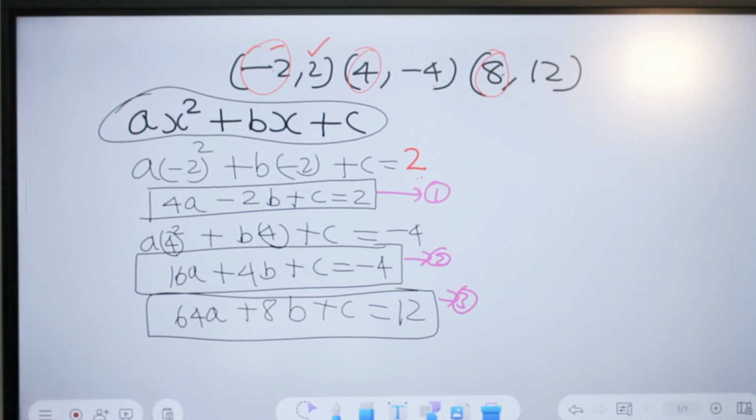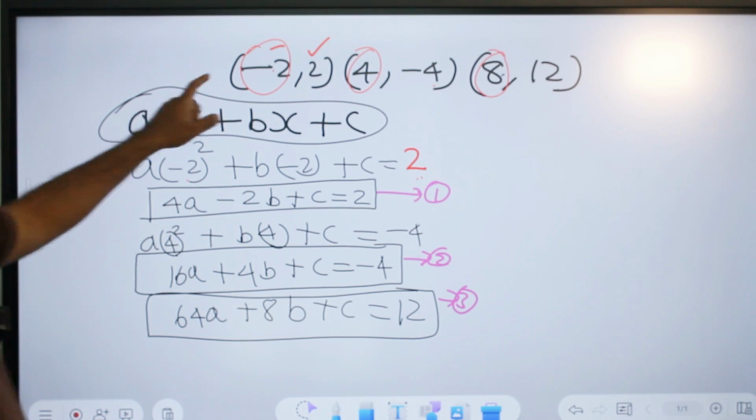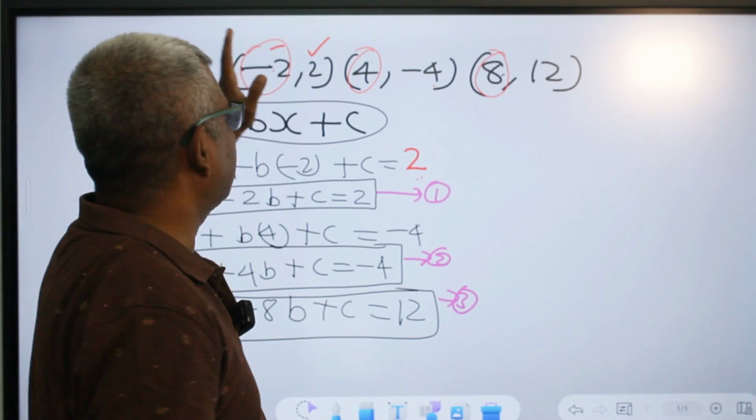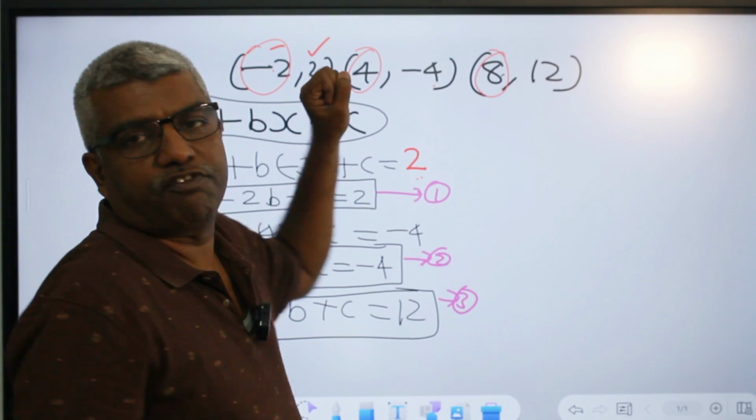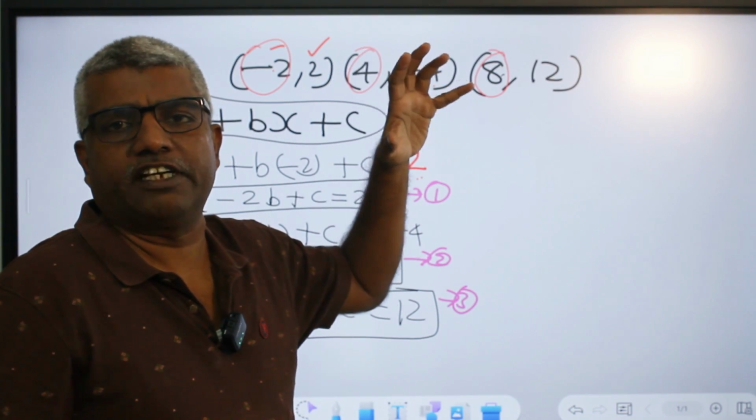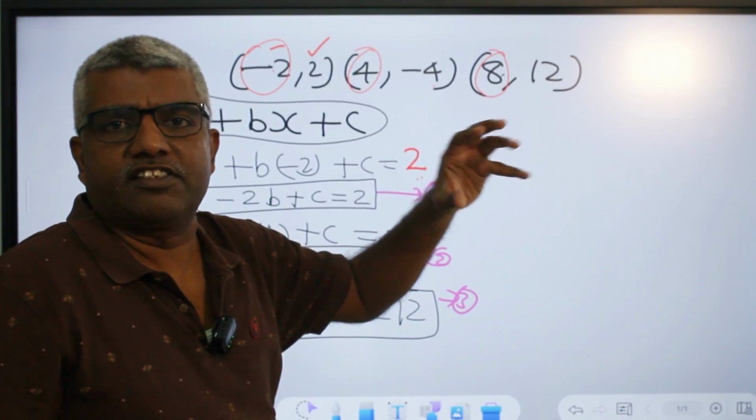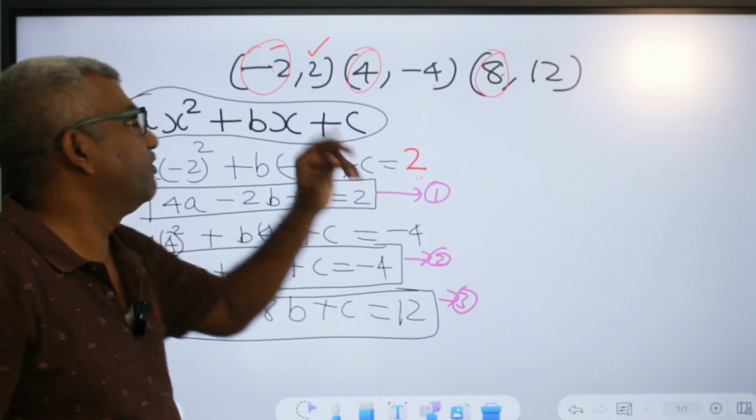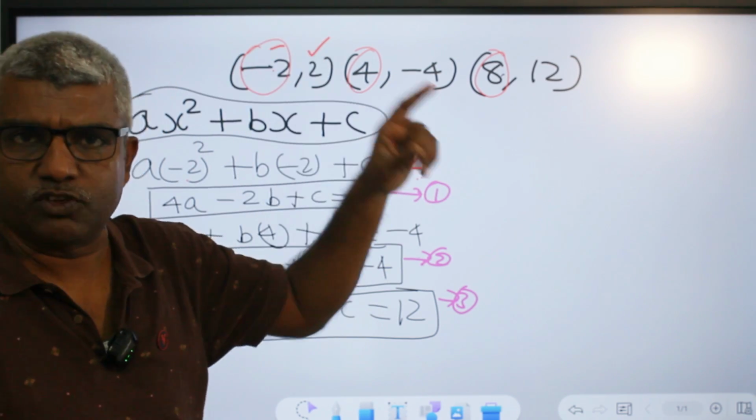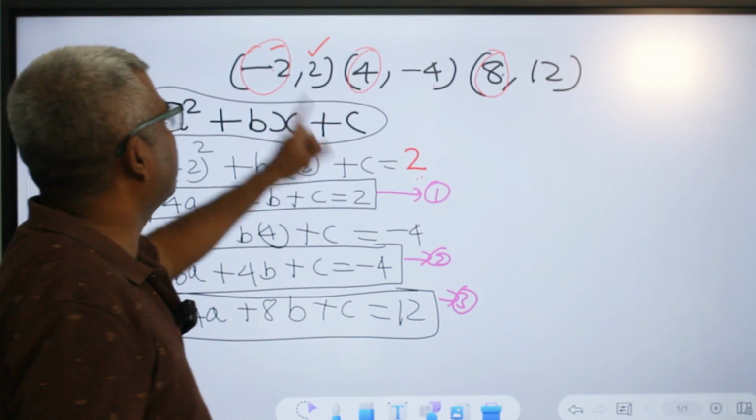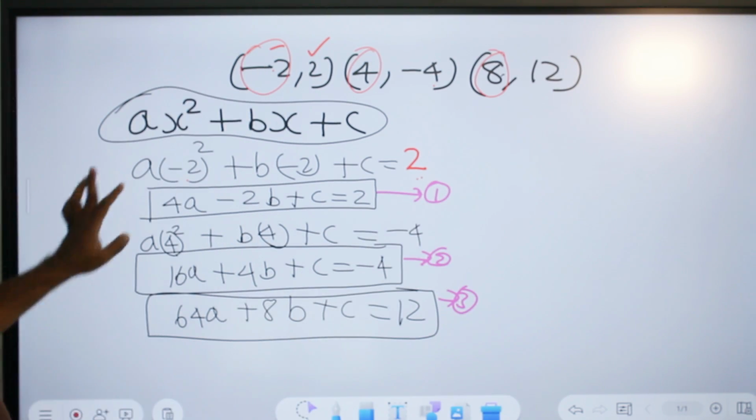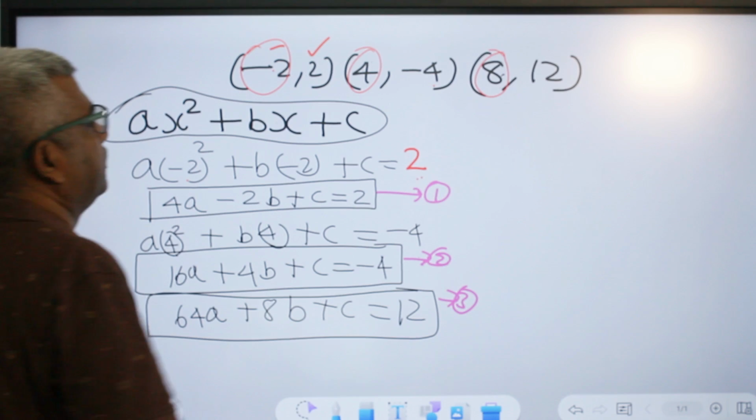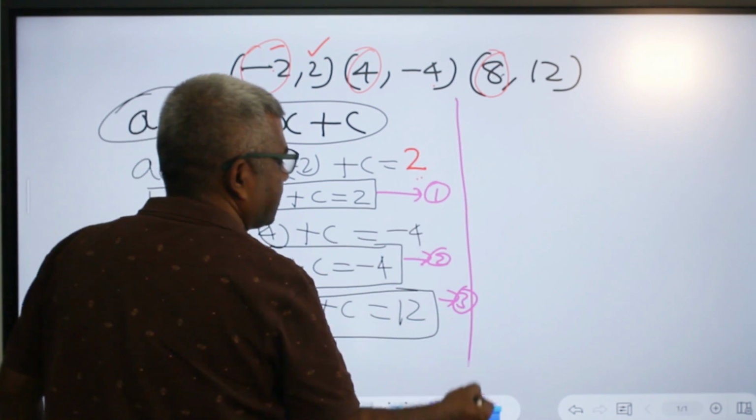Okay, copy down. For each point, the first is the x coordinate, the second is the y coordinate. In place of x in ax squared plus bx plus c, we substitute the x coordinate value. This is equal to the corresponding y coordinate value we are putting. Okay. Now we have to solve it.